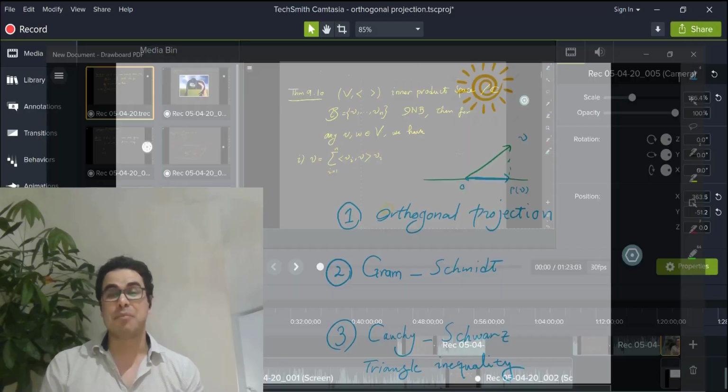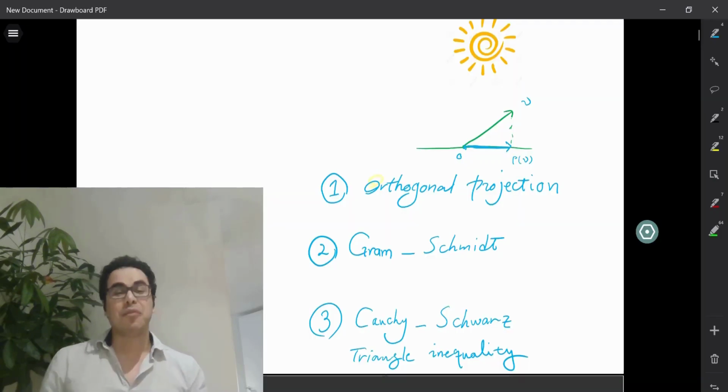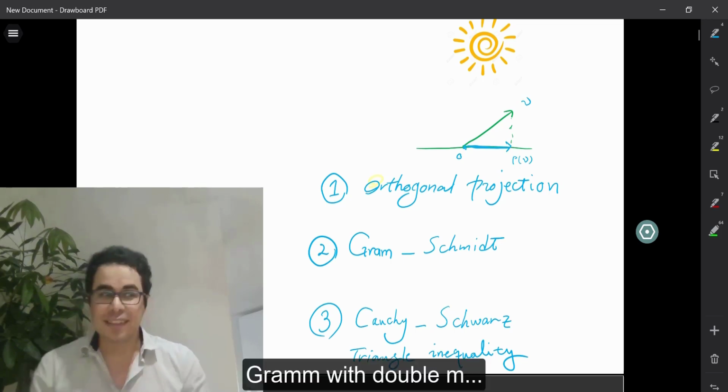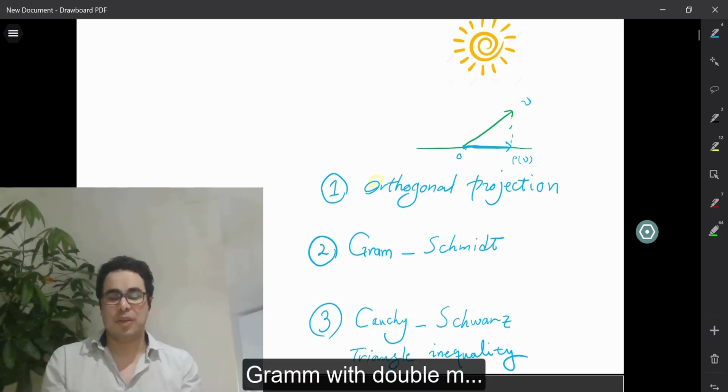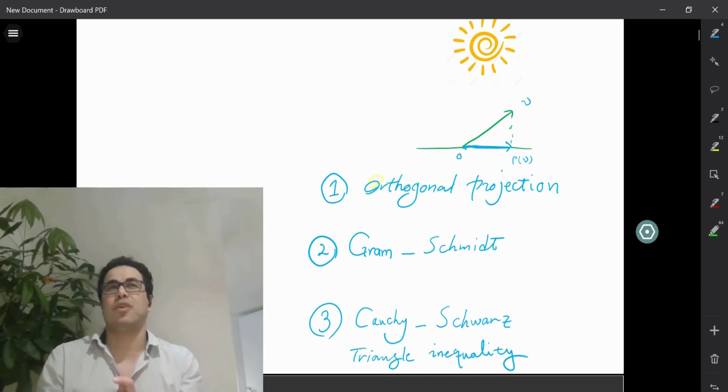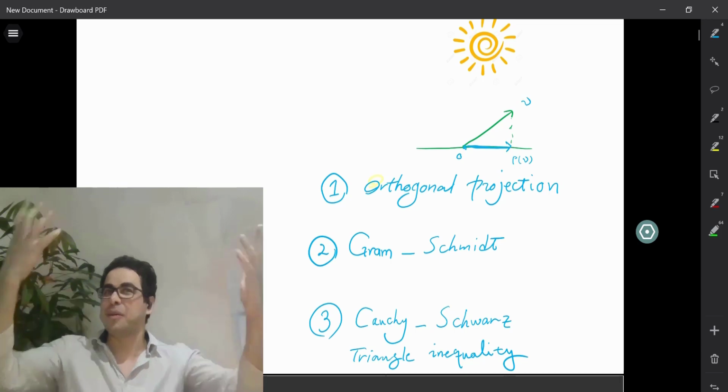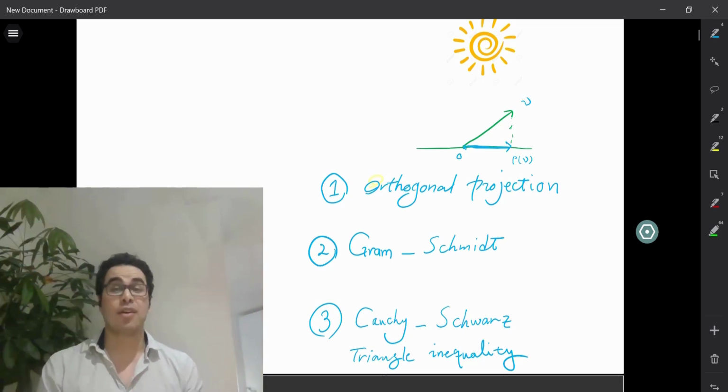Hello, everyone. So, this lecture continues the discussion of inner product spaces, and we explain orthogonal projection, and we also explain the Gram-Schmidt procedure. What the Gram-Schmidt procedure does is that if you give it some basis for your vector space, it gives you an orthonormal, nice-looking basis. We'll see in the orthogonal projection that having an orthonormal basis is actually very useful.